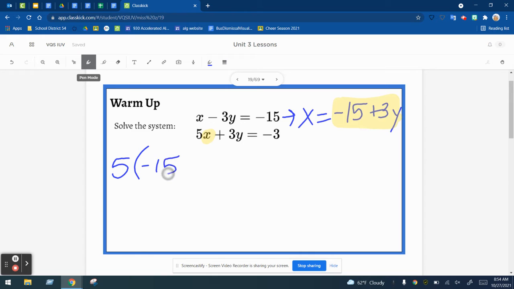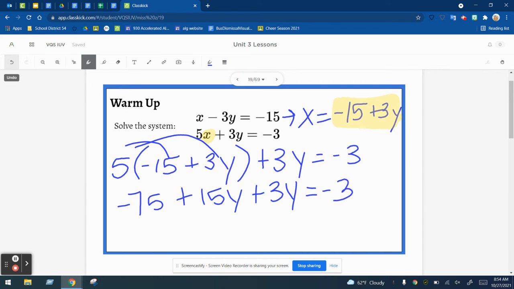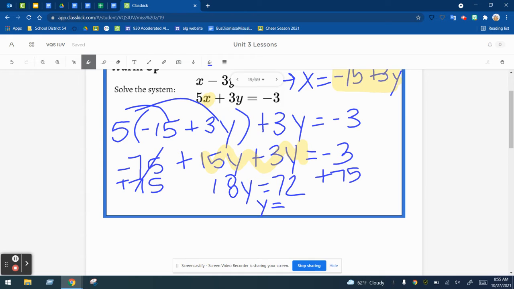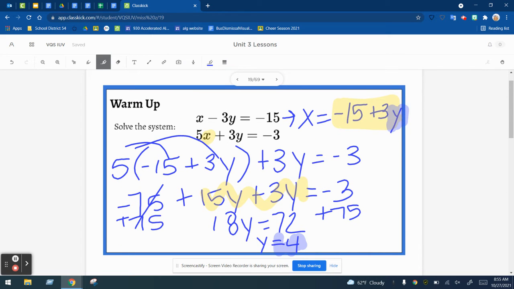5 times negative 15 plus 3y equals negative 3. And then we would distribute. Combine like terms. We could also add 75 to get 18y equals 72. Divide by 18 to get y equals 4. Take the 4, substitute it in for y over here to get x alone.